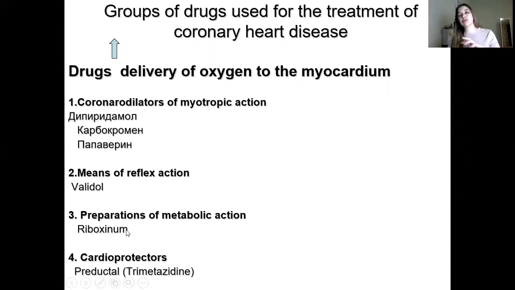Next, preparations of metabolic action that make the metabolism of the heart more optimal, adapted to this condition of low oxygen. This is riboxine, for example. Also, we have cardioprotectors, which is trimetazidine. It is also a drug which can make the metabolism adapted to the current situation with low oxygen.